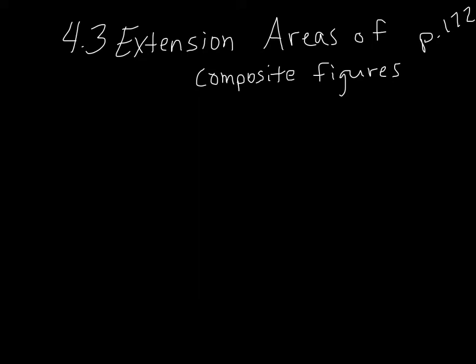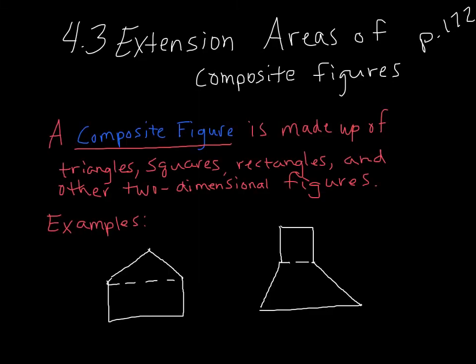First of all, composite figure. Basically, it's made up of triangles, squares, rectangles, and other two-dimensional figures. And so an example would be a couple of those different shapes put together. So here's a couple examples I'll draw for you.